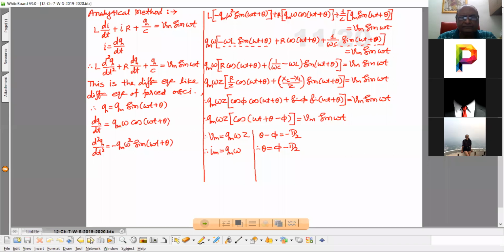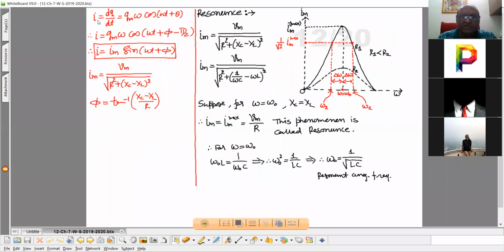Now, we have the equation I, that is dq/dt, that is Qm ω cos(ωt + θ). Now here substitute the value of θ, that is φ − π/2. So I is equal to Qm ω cos(ωt + φ − π/2). But this is nothing but sin(ωt + φ). So I equals Im sin(ωt + φ), the equation of the current.